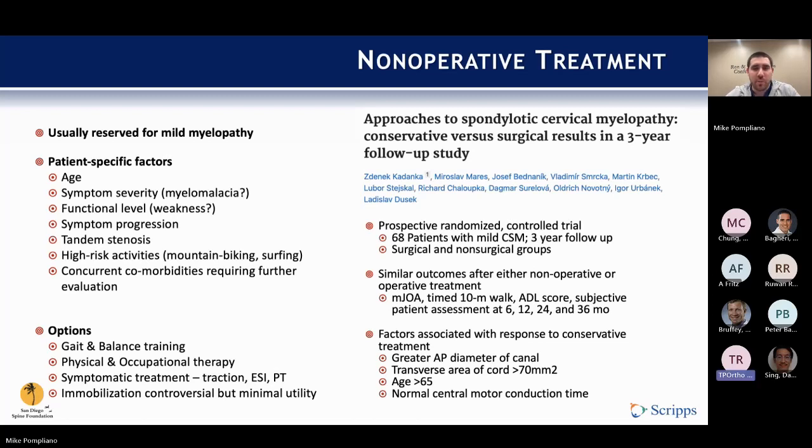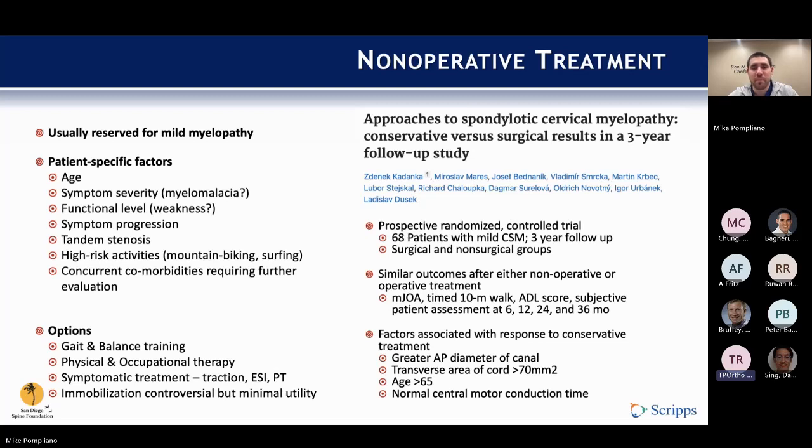Options for non-operative treatment are somewhat limited. Gait and balance training can be helpful, preventing falls and additional injury. There's physical and occupational therapy that can work on paraspinal neck muscle strengthening. And then there's symptomatic treatments for pain, which may or may not be present, such as traction, epidural, and more physical therapy. Mobilization is a little controversial. There's some studies that show that it can help, especially in early disease, but I don't think that's being commonly used at this point.